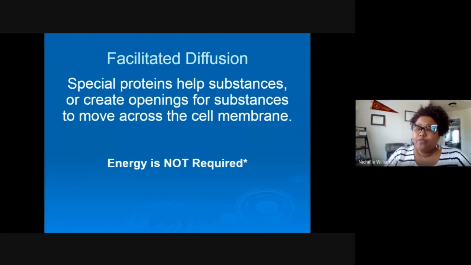So with facilitated diffusion, to facilitate means to help. Like I'm facilitating this lesson. I'm helping you to learn. But you're in charge of your own learning. I'm just here to assist, to help, and support. So with facilitated diffusion, you have these special proteins that help or assist substances, or they create an opening or a pathway for substances to move into and out of the cell. And again, because it's diffusion, it's a form of passive transport, so energy is not required.